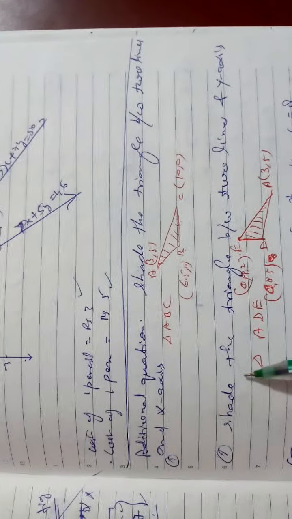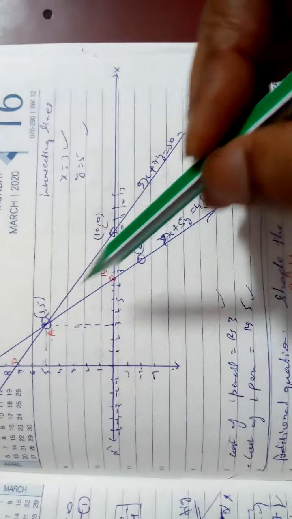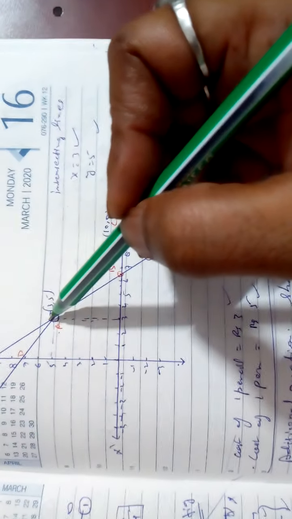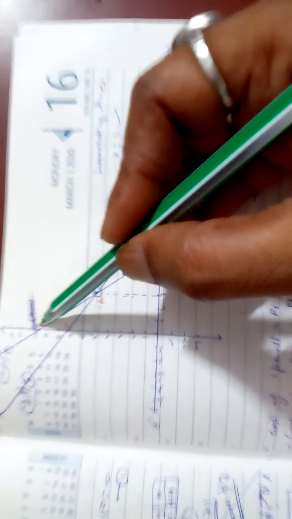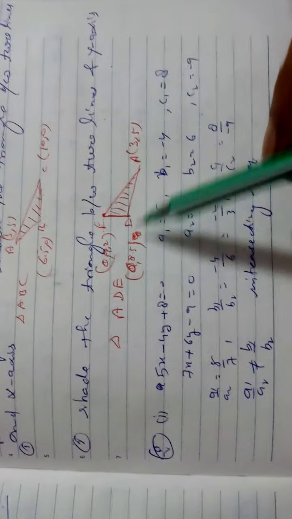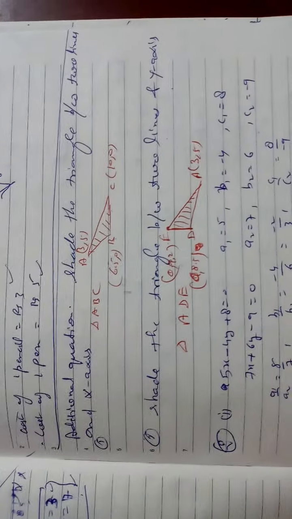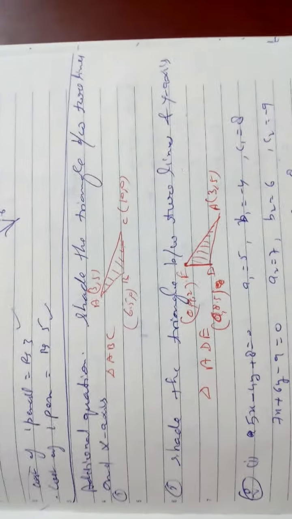If the question is given, set the triangle between the two lines and the y-axis, so don't touch this, you will get it here. The intersecting point of these two lines is this, and the y-axis is here. This portion is your triangle formed between the lines and the y-axis. Here you will draw. It is not given here, but I am telling you. So you will draw and write the vertices like this.